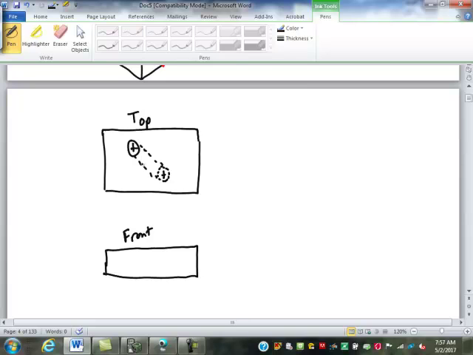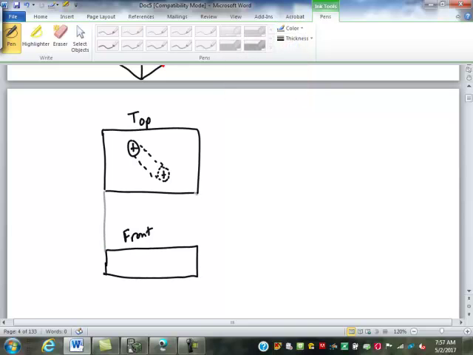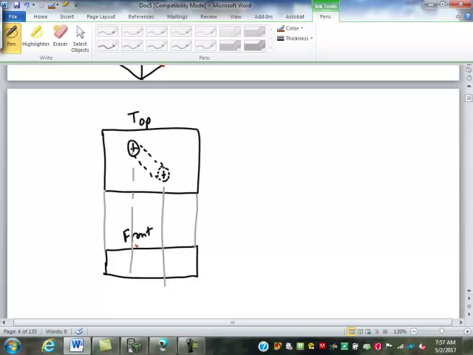So I mean the front view is just found by tracing the top view down. All those features that are in the top view have to be apparent in that front view. So what that tells us is the hole goes like that in the front view.